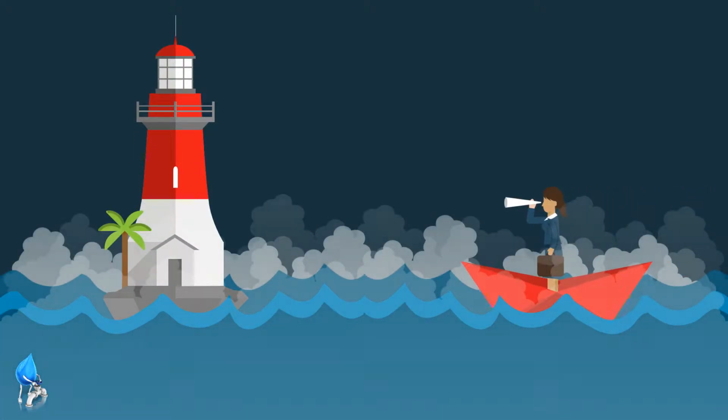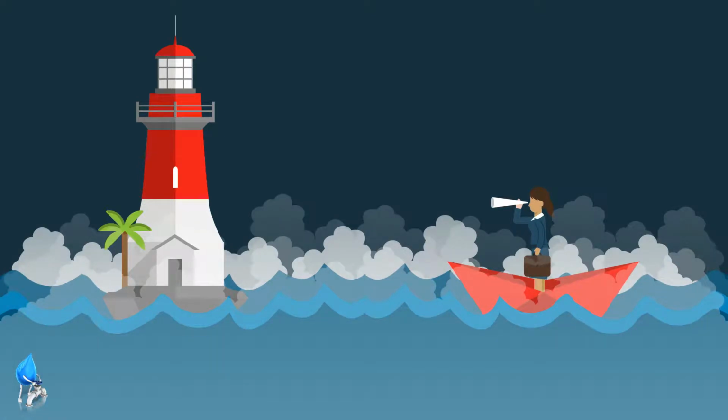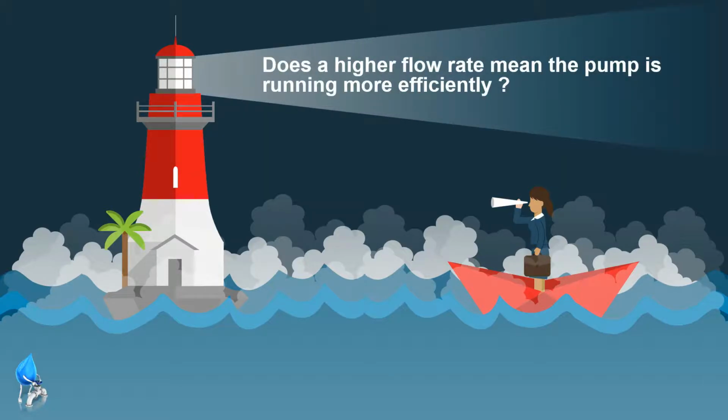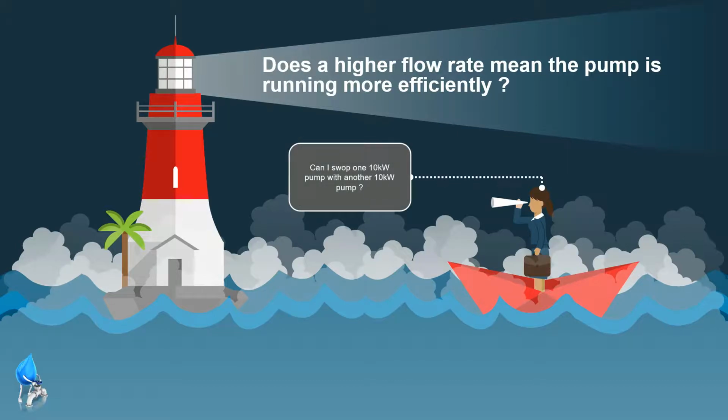So with the goal in mind that we want to transfer liquids using pumps, we've got a couple of questions to get you thinking. Does a higher flow rate mean that the pump is running more efficiently? And the second question: can you swap one 10 kilowatt pump with another 10 kilowatt pump? The answer for both of these questions is actually no. The pump's BEP is the critical difference that needs to be evaluated. It is not just flow rate or just power that you can evaluate. You've got to look at all aspects and the pump's best efficiency point to evaluate a like-for-like selection or the correct selection.